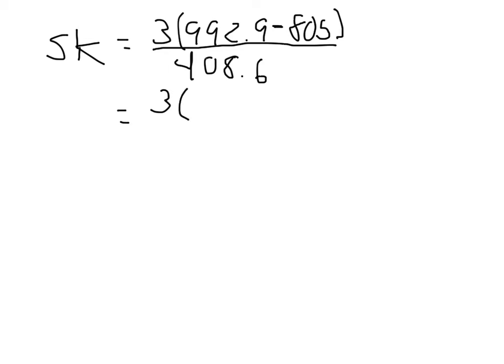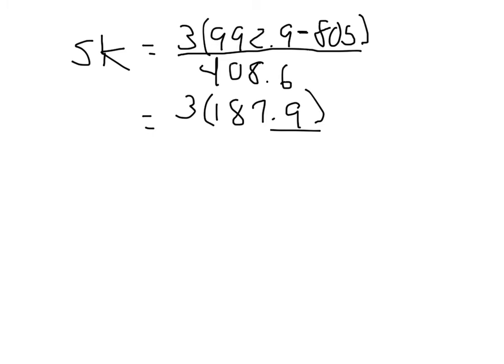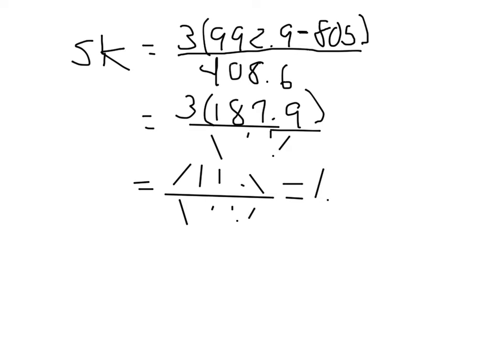So that's going to be 3 times the quantity 187.9, all over 408.6, which will be 563.7 over 408.6, and that's going to give me 1.38.